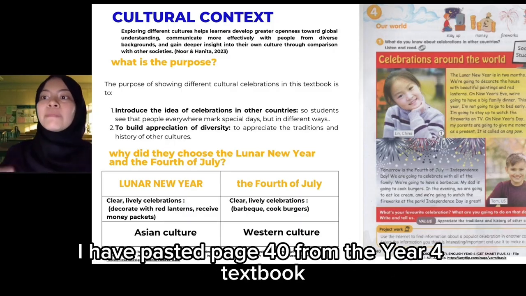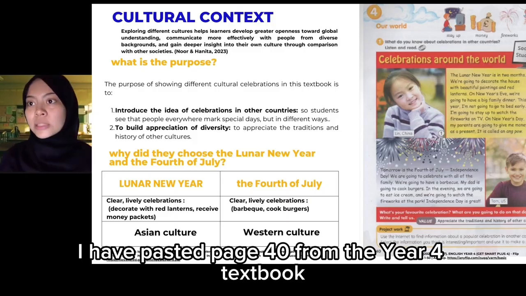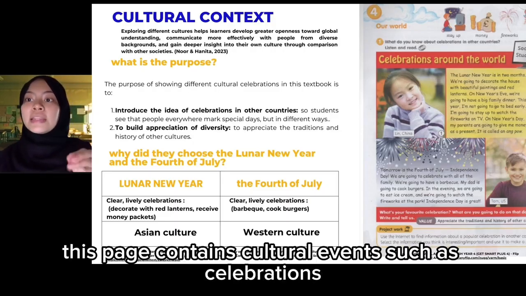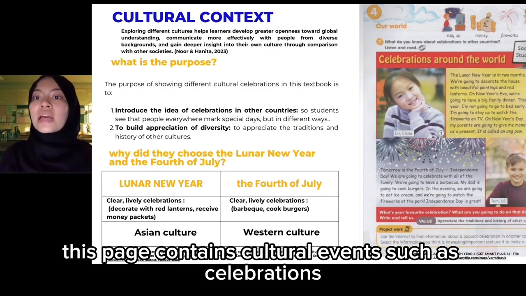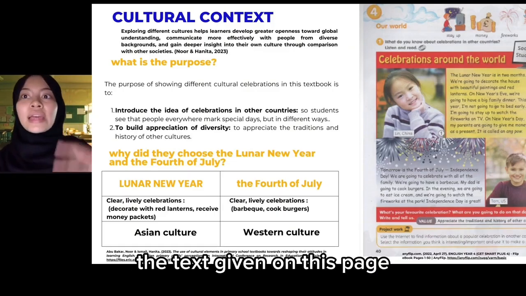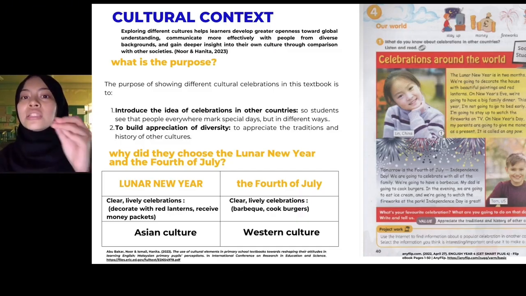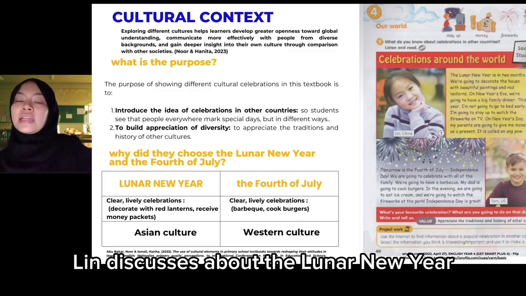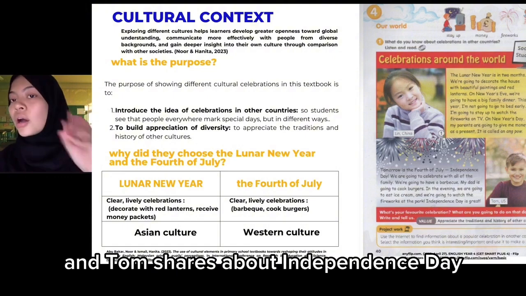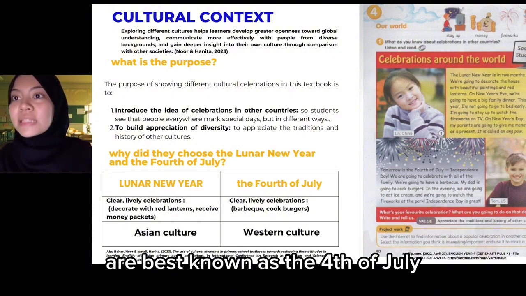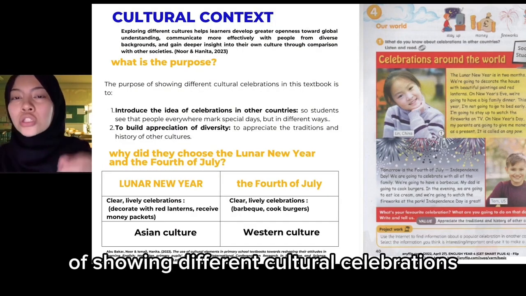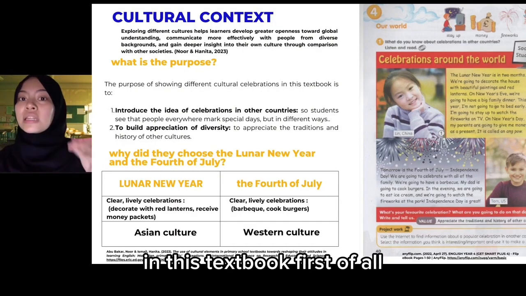On the right, I have pasted page 40 from the Year 4 textbook, Get Smart Plus 4. This page contains cultural events such as celebrations. The text on this page is about two children sharing their cultural celebration. Lynn discusses the Lunar New Year and Tom shares about Independence Day, best known as the 4th of July. So, what is the purpose of showing different cultural celebrations in this textbook?